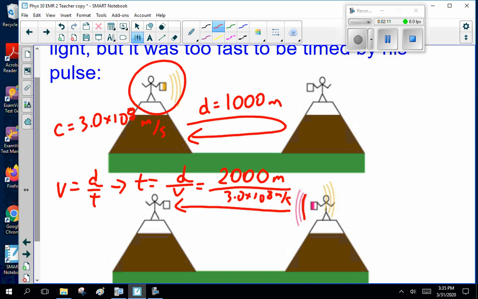He's measuring something about 7 times 10 to the minus 6 of a second. Something like that. 6.6 rounds off roughly to 7. There's no way you can do that with your pulse. A good attempt, but it didn't work.